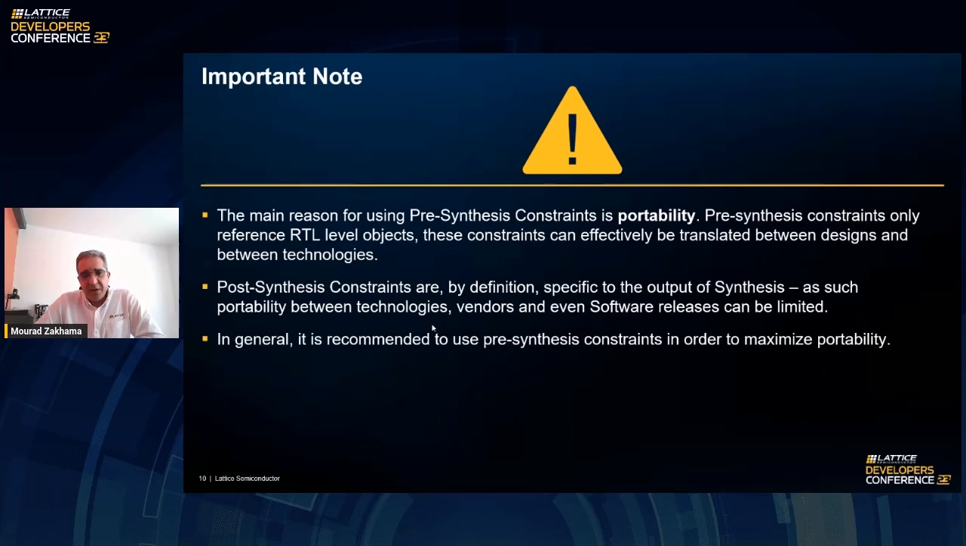With post-synthesis constraints, if you change your design, the net names, the instance names, and all the objects or instances generated by the synthesis may have different names. You need to watch for these naming changes so you don't have your post-synthesis timing constraints ignored because the name of some of the instances has changed. So in general, it is recommended to use pre-synthesis constraints in order to maximize portability, but there is, like I said, situations where you need to have a post-synthesis constraint for your design.